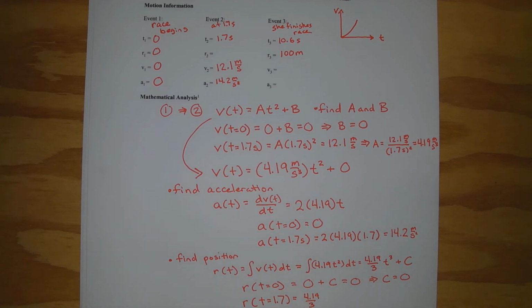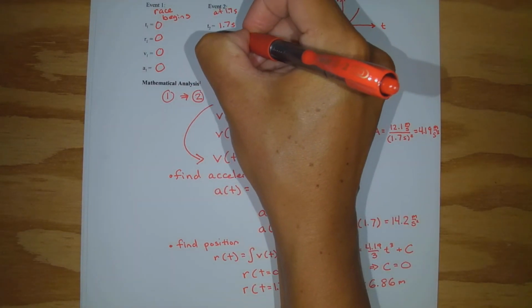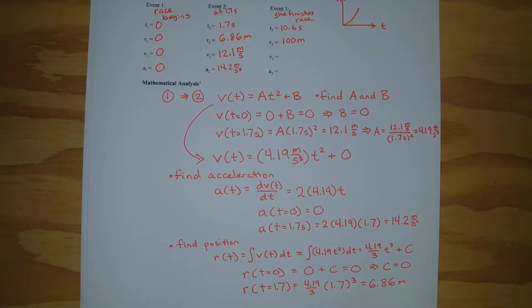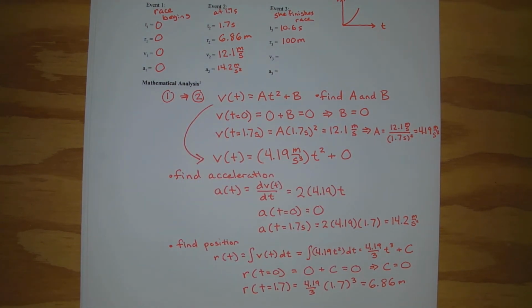4.19 divided by 3 times 1.7 cubed, and that gives me 6.86. And I know that's supposed to be in meters. If I kept the units in, it would turn out to be in meters. Okay, so that is going from event 1 to event 2, and we're going to stop here, and then part 2 of this will resume with going from event 2 to event 3.